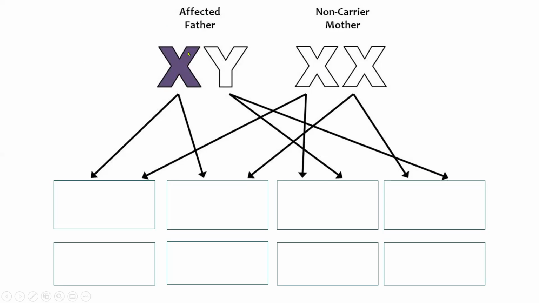Every daughter that he ends up producing gets his X, and every son that he ends up producing gets his Y. Remember, that's how sex is determined in humans. The male sperm determines biological sex. The female, the mom, can only pass on X's to any of her kids. So all of her sons and all of her daughters will get one of these two X's, and both of them are normal. She's what we call a non-carrier. She does not have any copy of the defective or mutated allele. So in this case, she's got two white X's, whereas the father has that one affected mutated allele. He has a purple colored X.